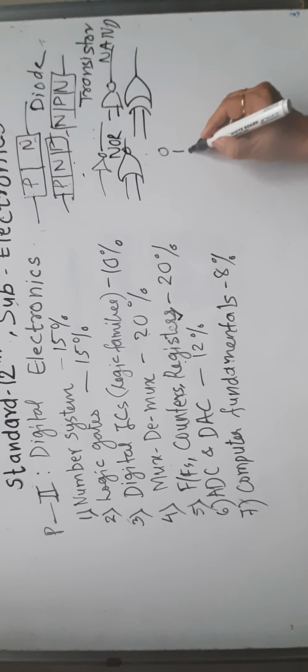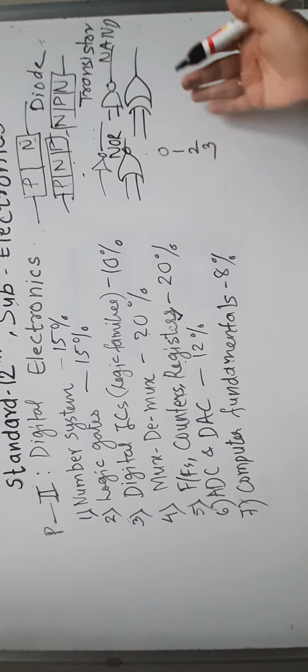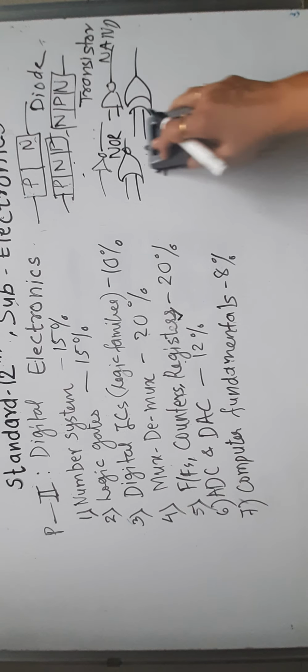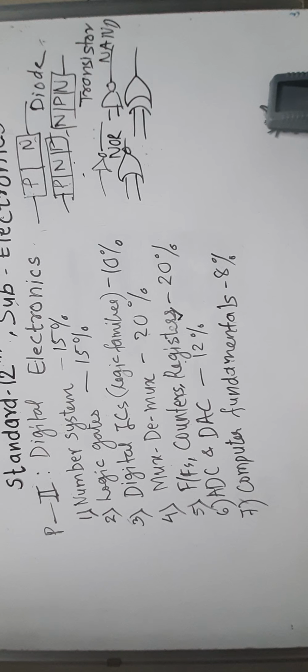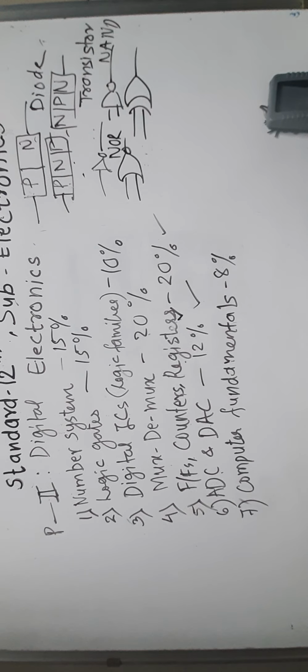0, then 1, 2, 3. So a counter increments the count, or it can decrement the count. So for such uses, counters are used. They also have 20% weightage. Next is analog to digital converter and digital to analog converter. These converters are also very much useful.